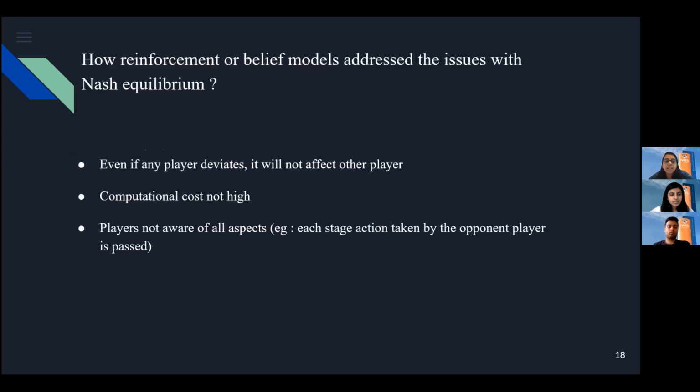Next, the question arises whether this reinforcement model or belief model addresses the issues with Nash equilibrium. If any player deviates in the reinforcement or belief model, it doesn't affect the other player. So the issue of fault tolerance or unexpected behavior is not present up to a level. Now, the computational cost required to find the updated belief or updated propensity is not that high when compared to the computational cost required to find a Nash equilibrium.